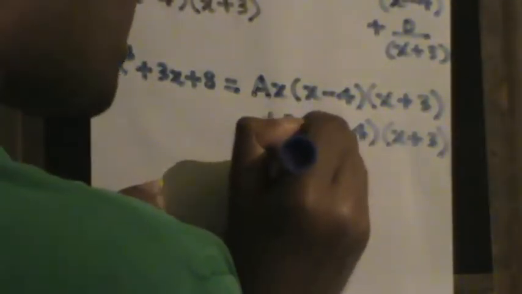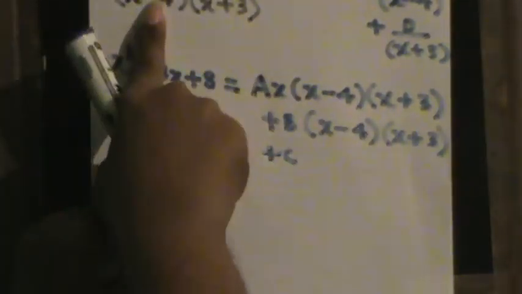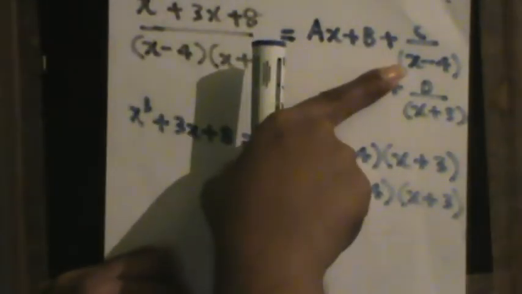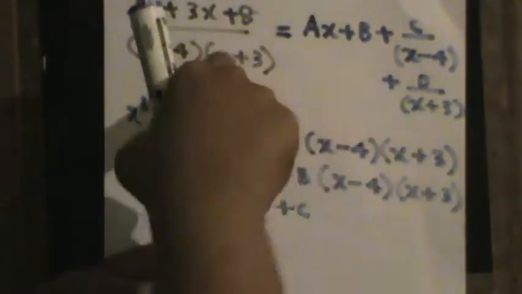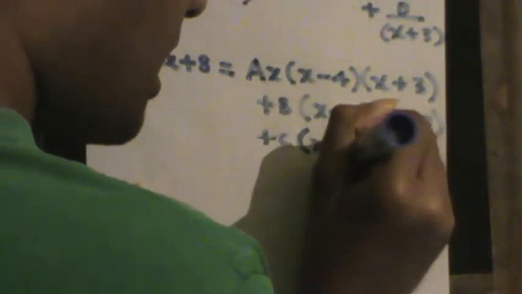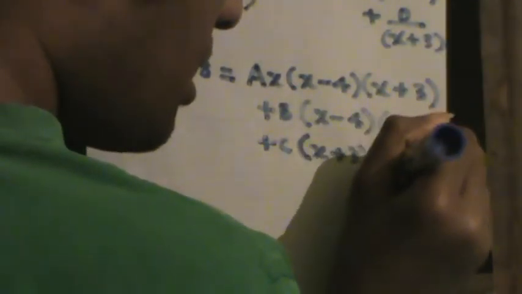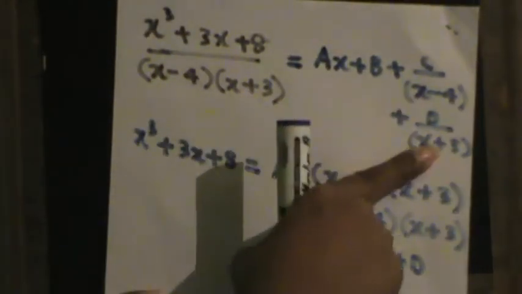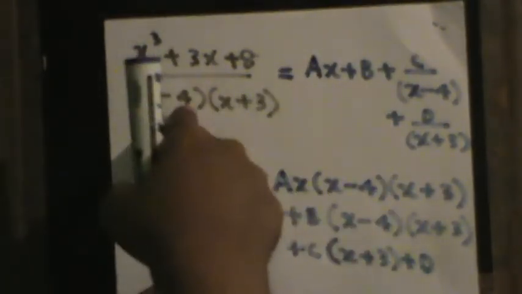Plus c. When I come to c, this x minus 4 and this x minus 4 will cancel off when they are multiplied, and I am left with x plus 3. So that will be c times x plus 3, and when I come to d, this x plus 3 and this x plus 3 will cancel off when I multiply, so I am left over with x minus 4. So I have multiplied d by x minus 4. So I take this to be equation number 1.